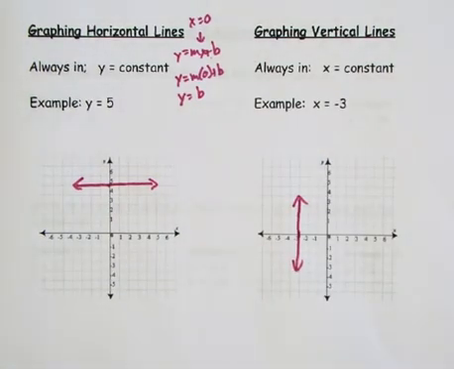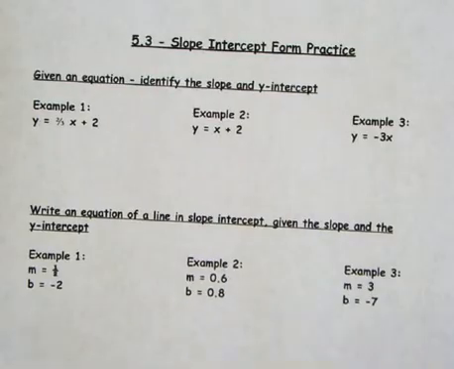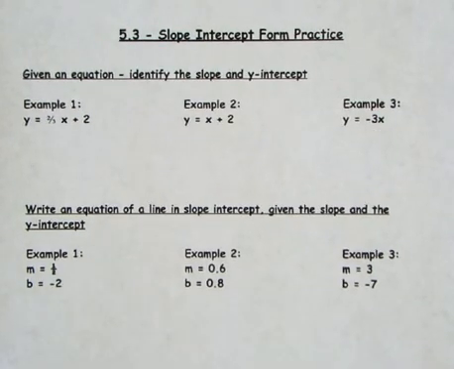Okay, so that's how to graph horizontal and vertical lines. Then we're just going to do a little bit of slope-intercept form practice to round this off. First thing we're going to say is, given an equation, identify the slope and the y-intercept.